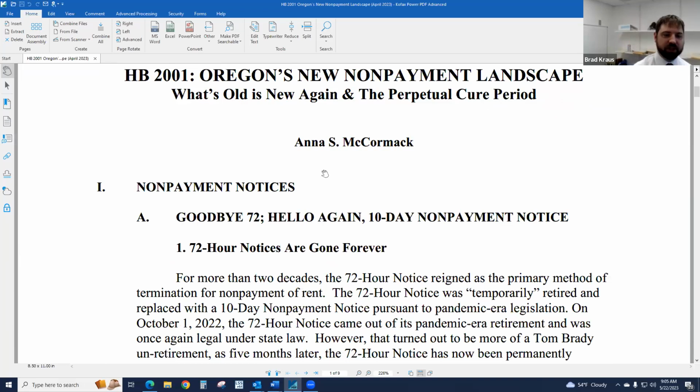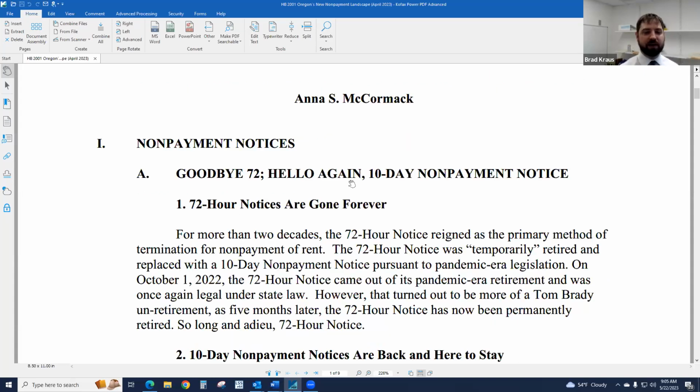But all right, so the main change to HB 2001 is with respect to non-payment notices. Unfortunately, as the section says, goodbye 72s, hello again, 10-day non-payment notices. As you all recall, during COVID, the rules sort of changed. We had 72s long ago, and then during COVID, they switched the legislation to be a 10-day notice.